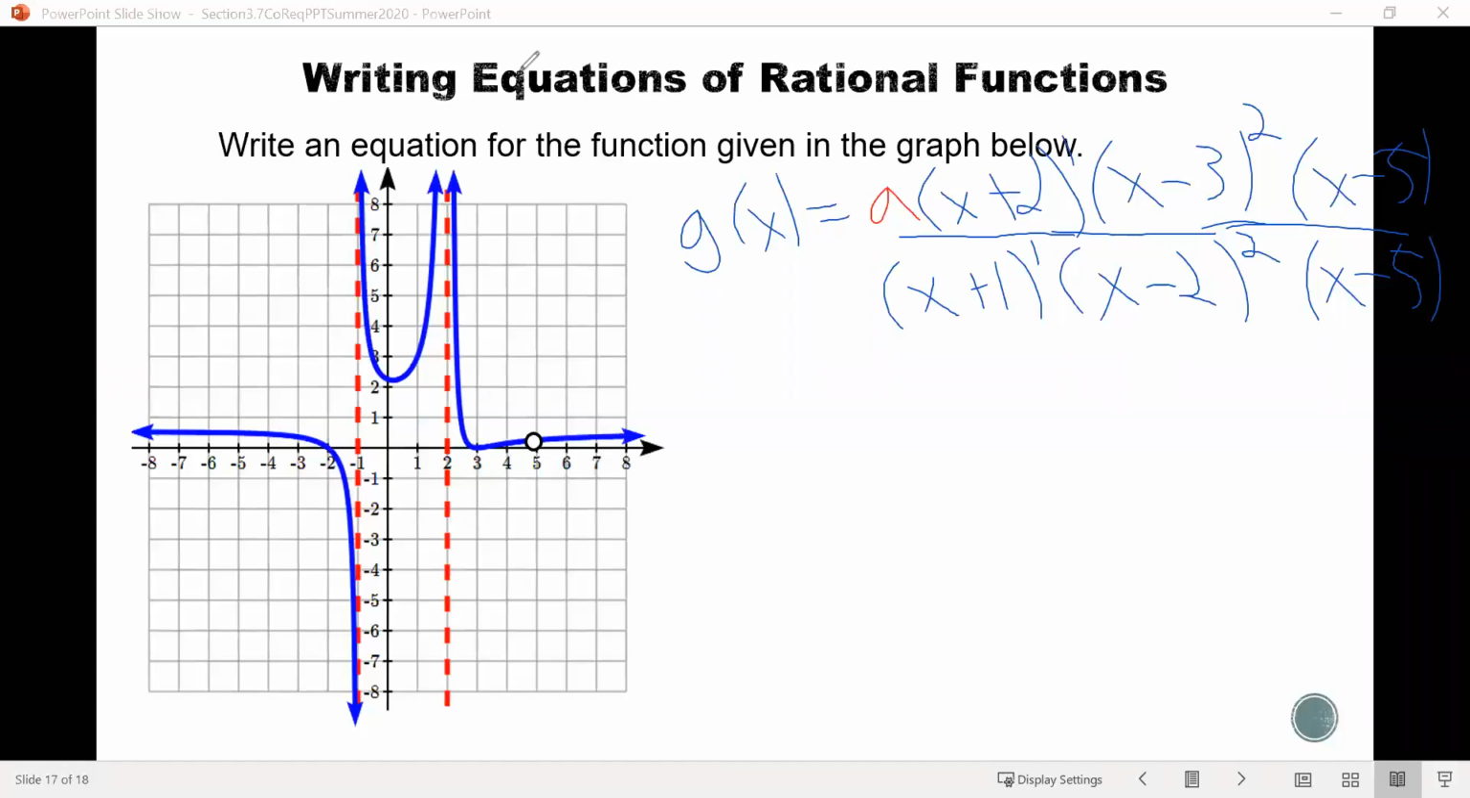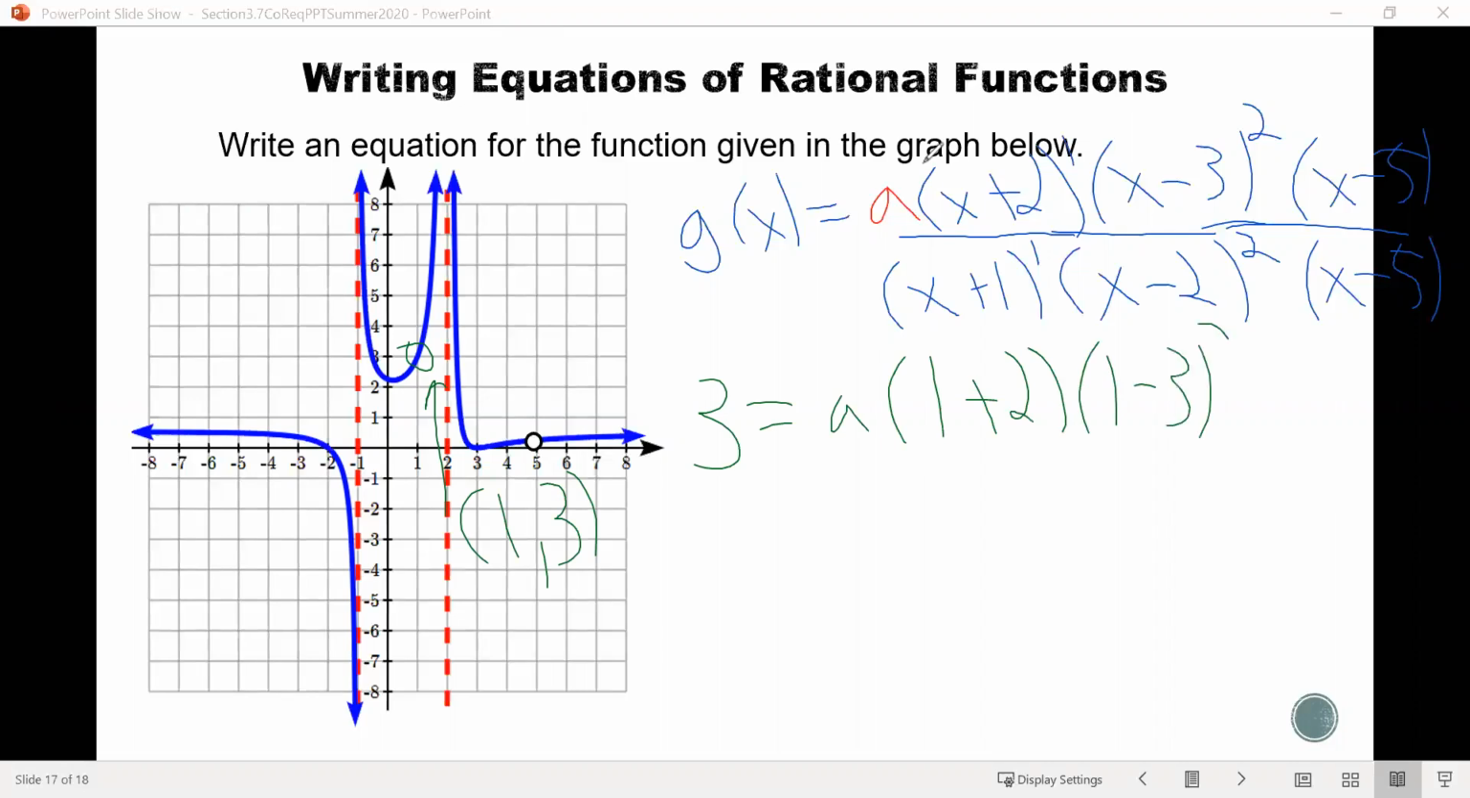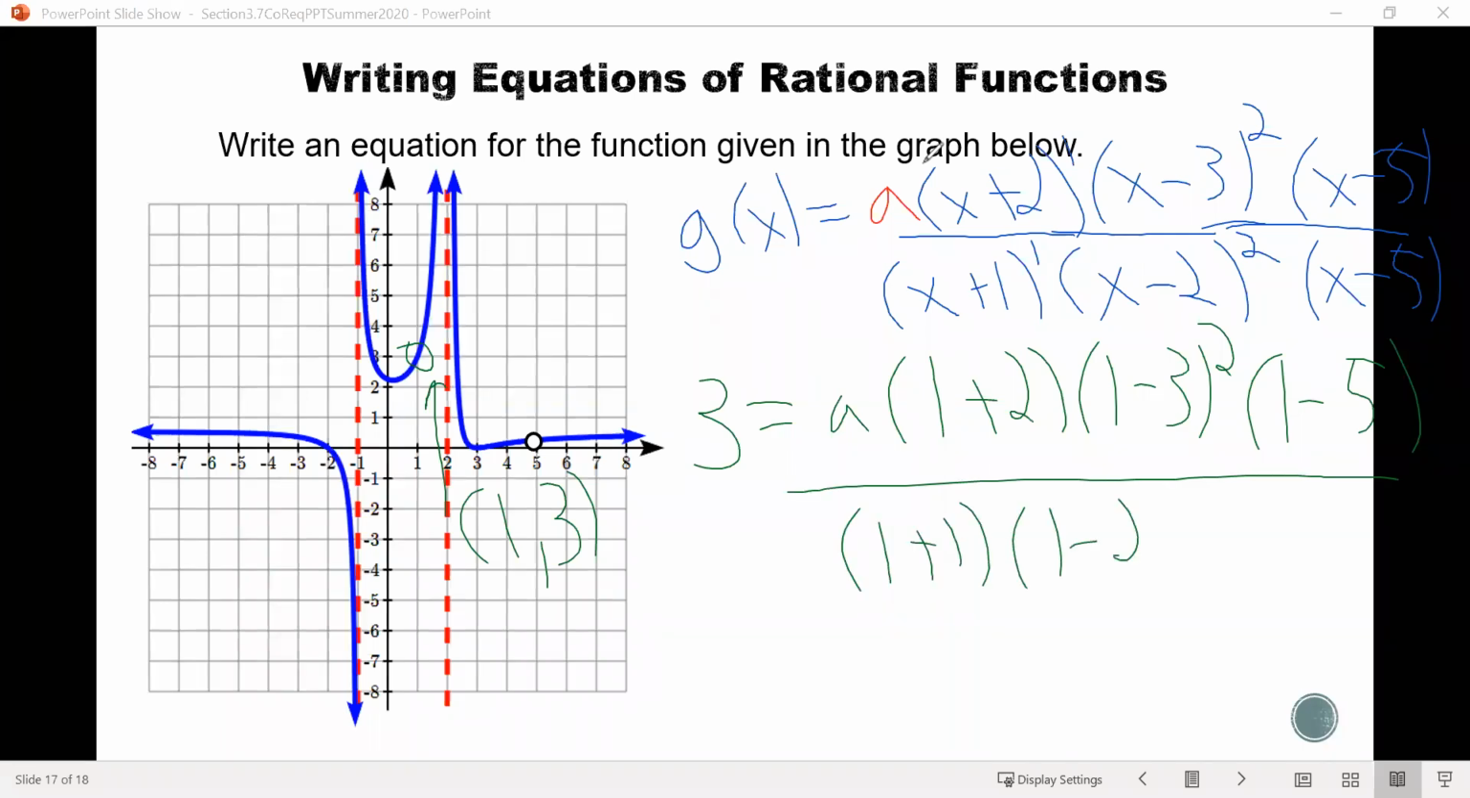So let's try to find another point, and another one I see is right here. Looks like it's at the point 1, 3. So we'll go ahead and use those coordinates, plug them in to the function here to solve for the value of a. So we'll have 3 as our output equals a times 1 plus 2 times 1 minus 3 squared times 1 minus 5, all over 1 plus 1 times 1 minus 2 squared times 1 minus 5.